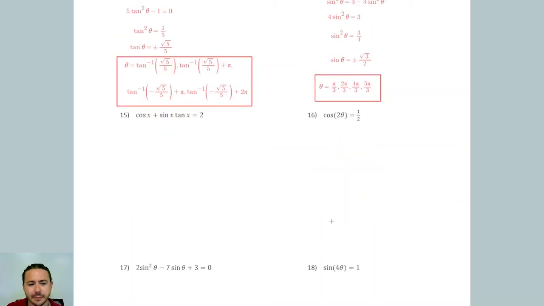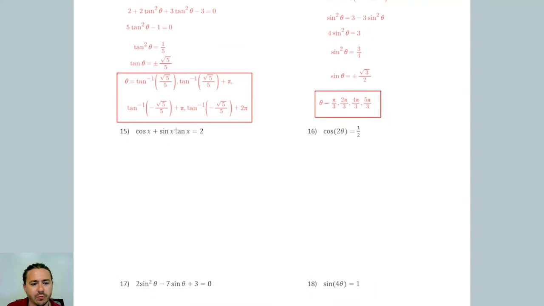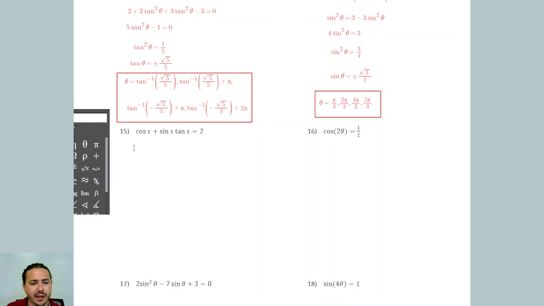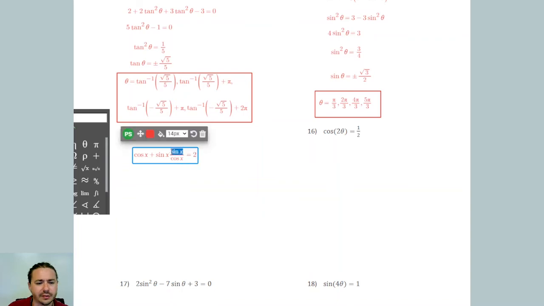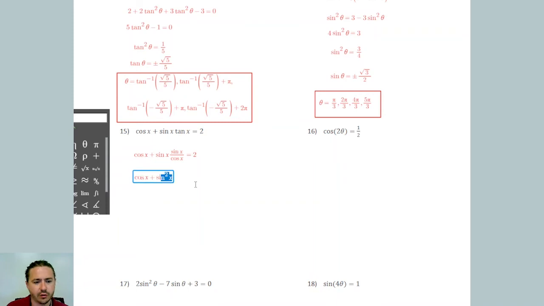With number 15, what I'm going to do is rewrite this tangent as sine over cosine. Let's see what happens. So I get cosine of x plus sine of x times sine of x divided by cosine x. It looks like we're going to need to multiply this by this. We're going to need to find a common denominator to add them. And then I'm not really sure what to do after that, but we'll see. So we got sine squared x over cosine x.